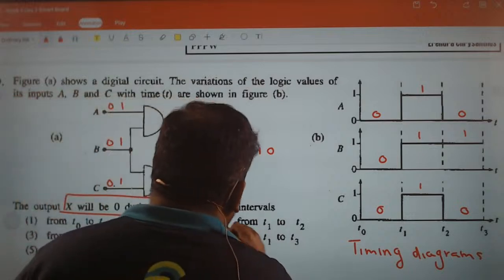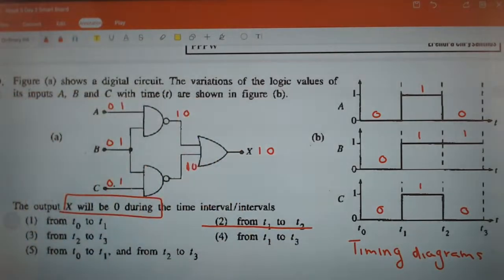T1 to T2 guaranteed. I don't know whether we need to continue calculating. Directly the answer is answer number 2. Clear?